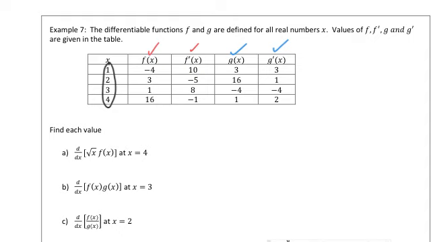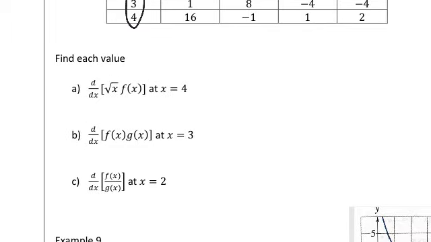We do know, by the way, that the functions are differentiable, and that means that they are both continuous. Okay, so let's do the second one first. When it says d dx of f of x, g of x at x is equal to 3, you can see it's a product. And when you're just given that kind of problem, you can just write the product rule at x is equal to 3.